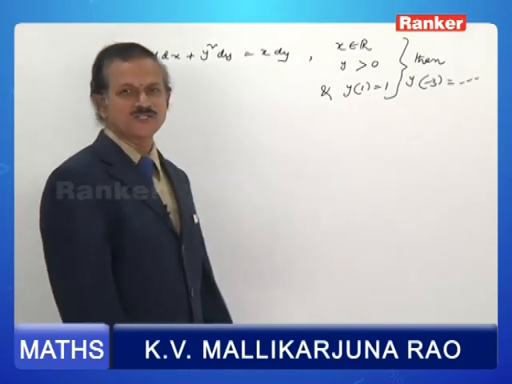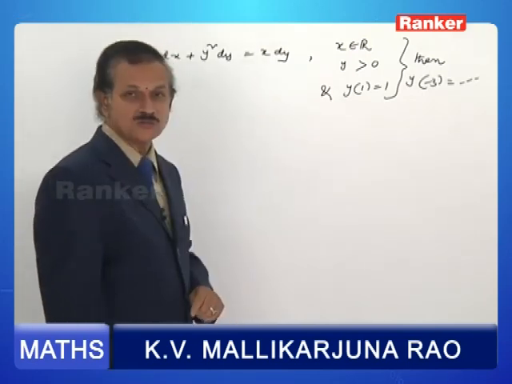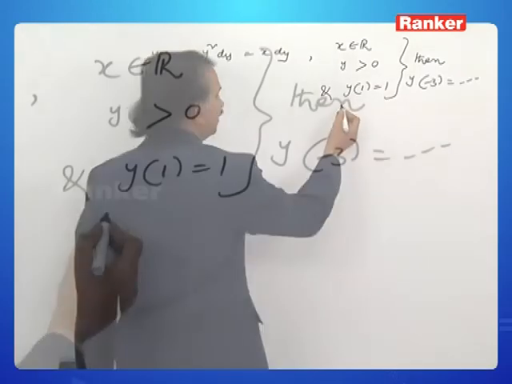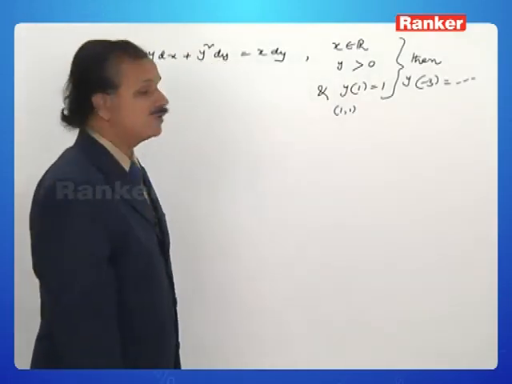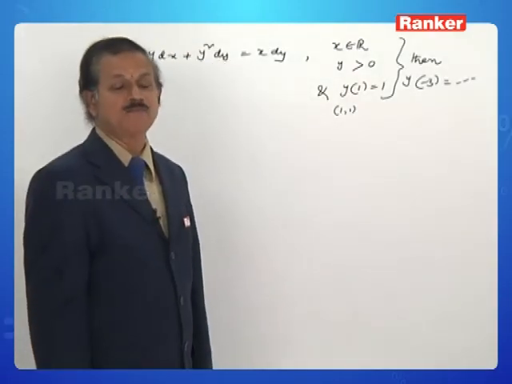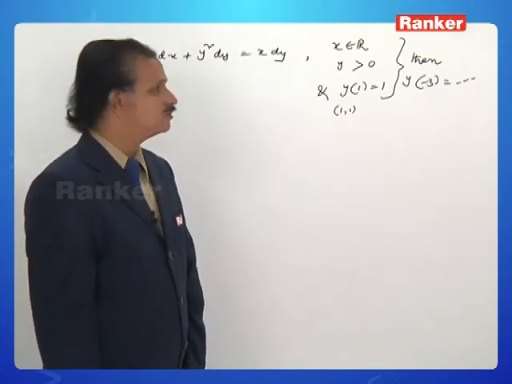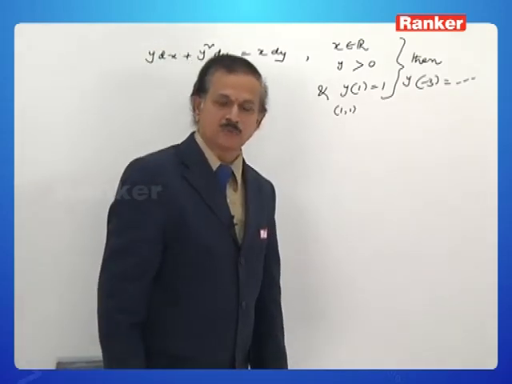Many pieces of information have been given. X is a real number, y is a positive real number, y of 1 is 1. Y of 1 is 1 means the curve passes through the point (1, 1). And what is y of minus 3? That is, what is the value of y when you substitute x is equal to minus 3? That is the requirement.